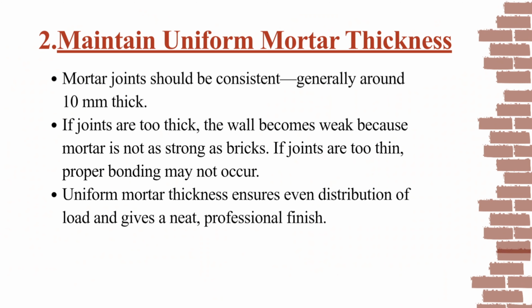Now rule number 2, maintain uniform mortar thickness. Mortar joints should be consistent and generally around 10 mm thick. If joints are too thick, the wall becomes weak because mortar is not as strong as the bricks. And if joints are too thin, proper bonding may not occur.